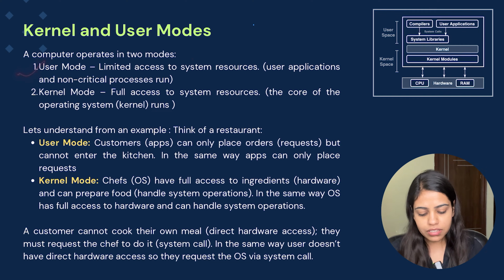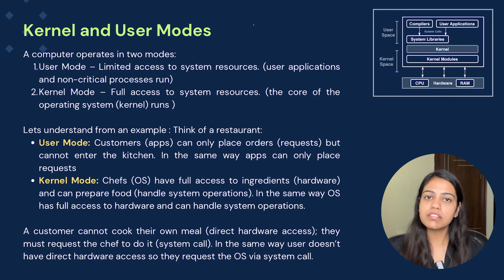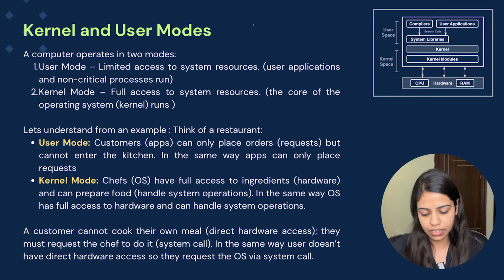So the user mode is the one where we have limited access to the system resources because user can't go ahead and directly access all the hardware resources, correct? But in the kernel mode, since operating system is managing the communication between the user and the hardware, it has the full access to the system resources. So we can say the core of operating system, basically the kernel where it runs, is called as kernel mode.